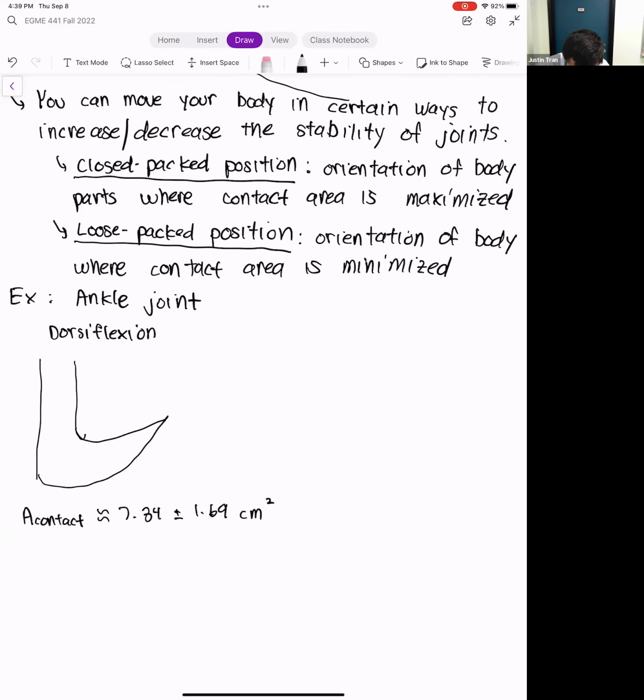You compare that to the opposite position, which is plantar flexion. Okay. Remember, plantar flexion is when you're pointing your toes down towards the ground.